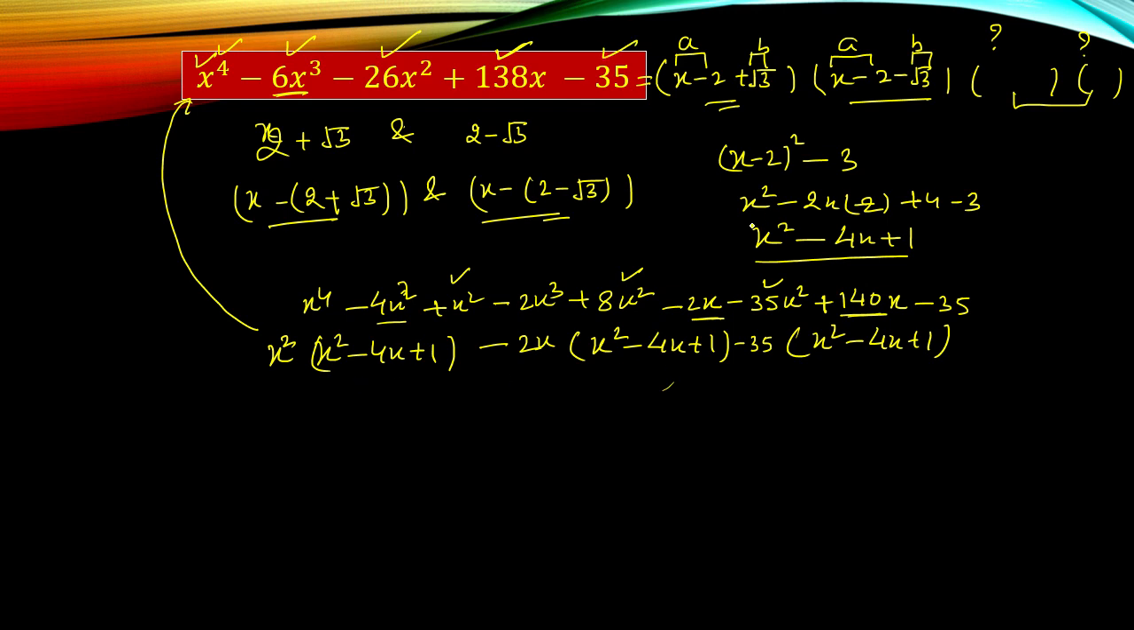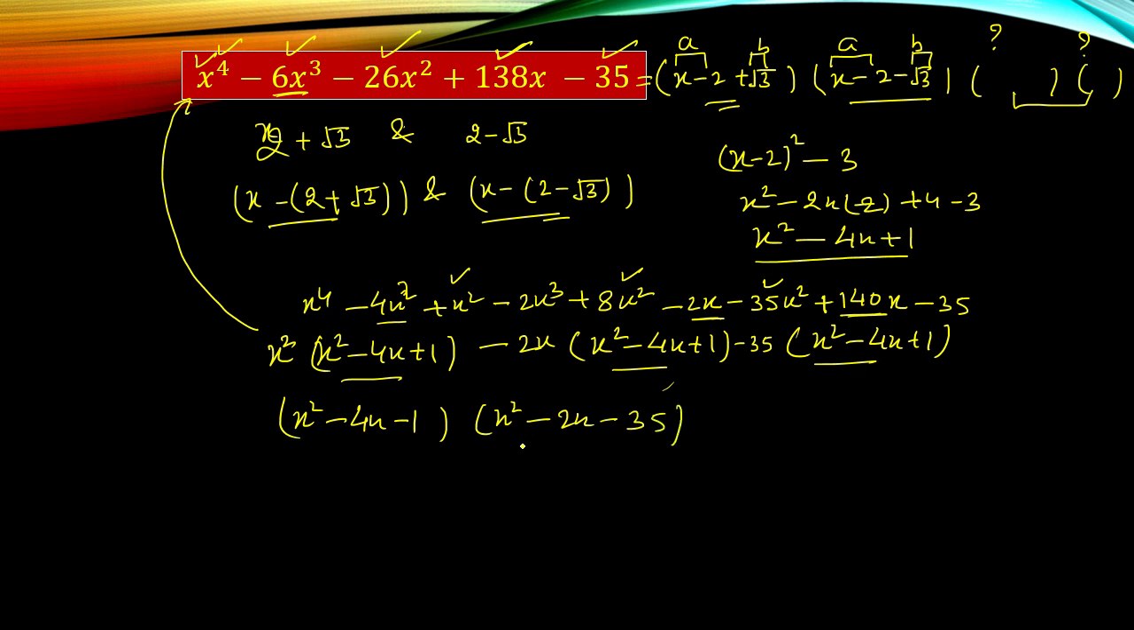We have written x square minus 4x plus 1 three times, multiplying something in all three, and now this total thing gives us the polynomial again. Our task is completed now. We got the polynomial, and now we are taking this one, this one, this one common. So x square minus 4x plus 1 is common. What is remaining? x square remained, minus 2x remained, and minus 35 remained.